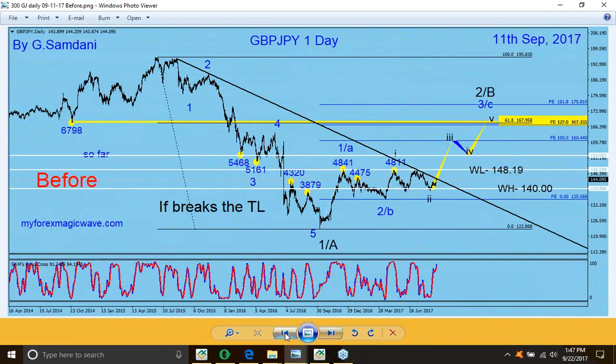For example, this is the one. Okay, this is the one I gave on September 11th. And if it breaks the TL, we're gonna go from here to here. You know how many pips? This is 44, and I'm pointing towards 60. All right, so that's 1600 pips going in a straight line. This is what I said, right? This is the chart clearly, and I sent it out to all the subscribers.